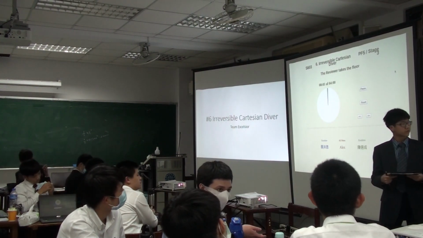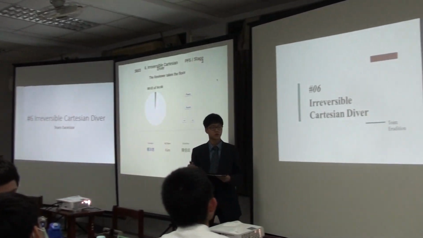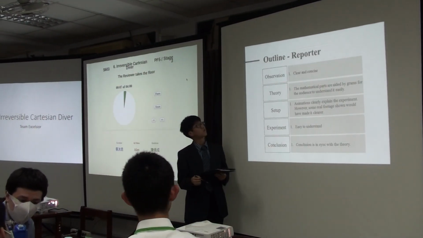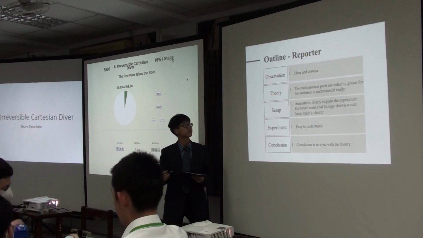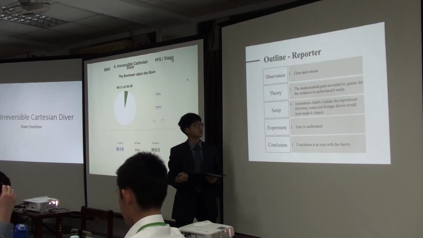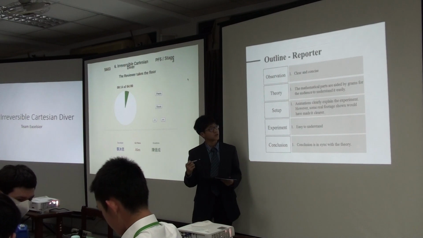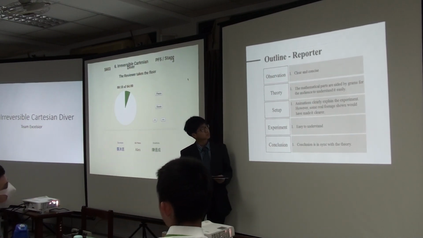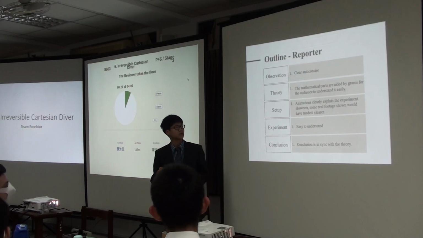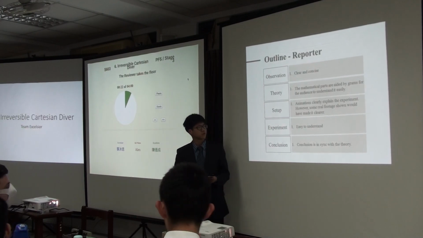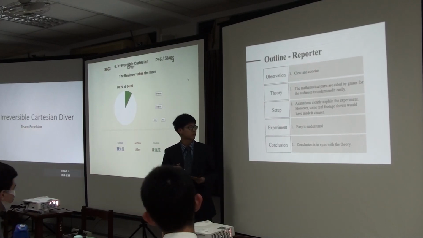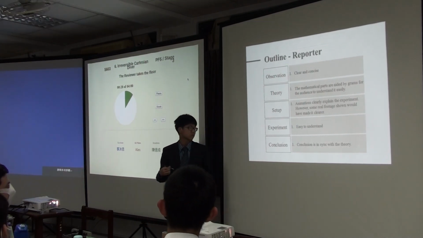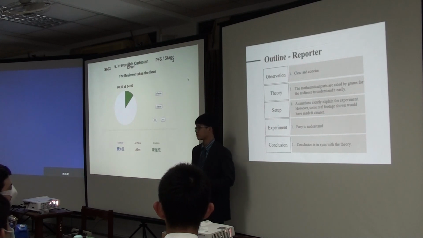Okay, so I'm the reviewer from Team Acquisition, and the topic is number 6, reversible Cartesian diver. And here's the outline of the report. First, the observation is clear and concise. In the theory part, the mathematical parts are aided by diagrams for the audience to understand easily. In the setup part, the animation is clearly explained in the experiment. However, some real footage would have made it clearer. The experiment part is easy to understand, of course. And in the conclusion part, the conclusion is in sync with the theory.